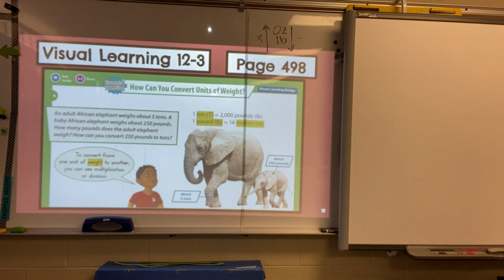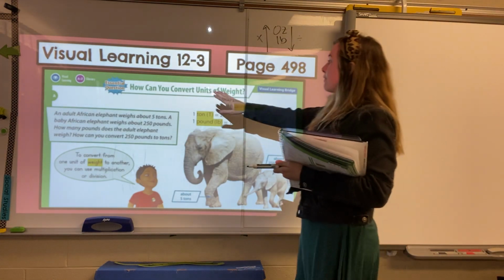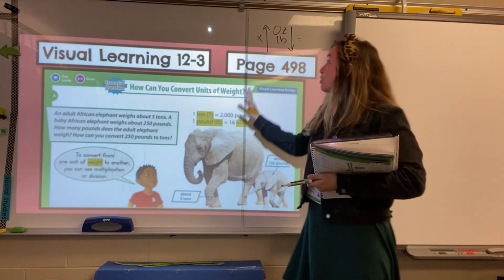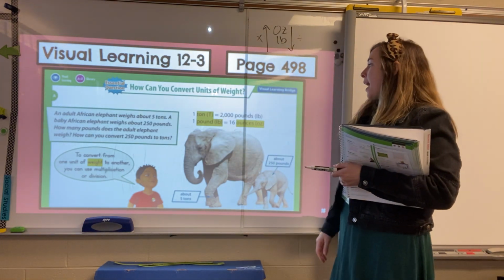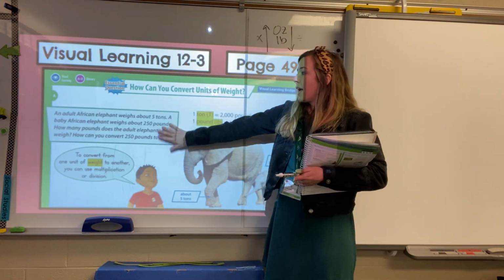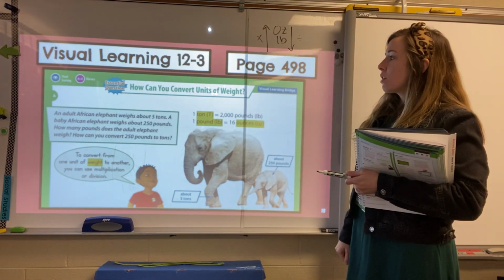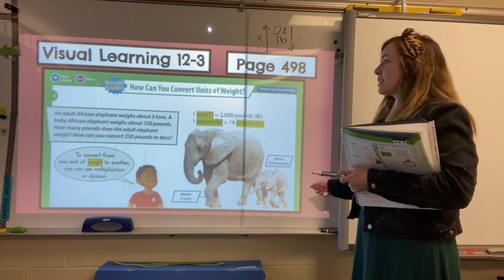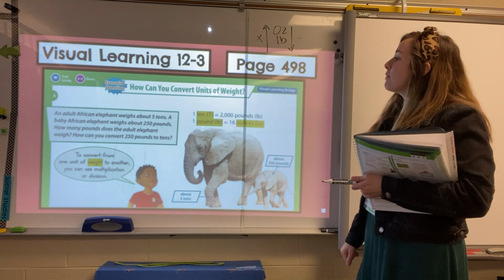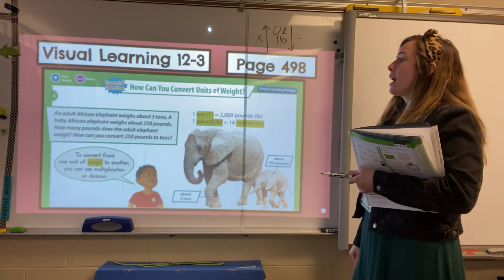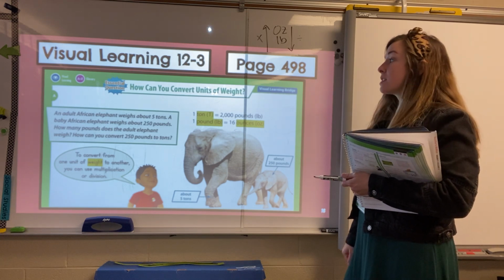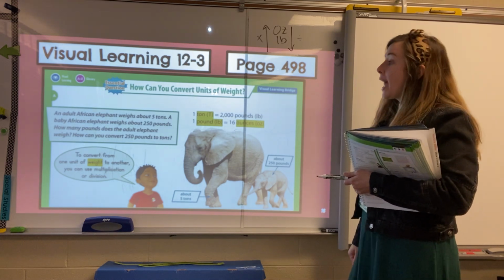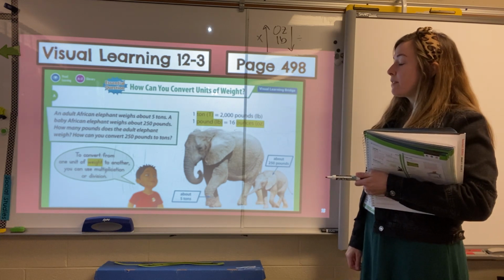Here is our essential question. How can we convert units of weight? And we're going to be introducing our third unit of weight that we use in the customary system in this problem. So we've got an adult African elephant, sorry, I flip-flopped him, weighs about 5 tons. A baby African elephant weighs about 250 pounds. How many pounds does the adult elephant weigh? How can you convert 250 pounds to tons?